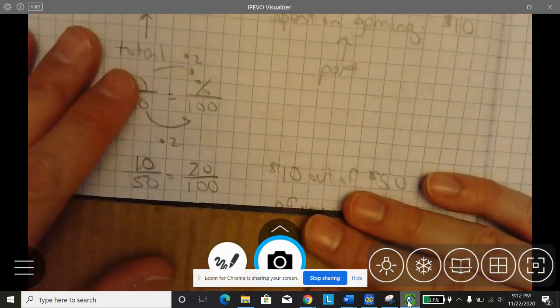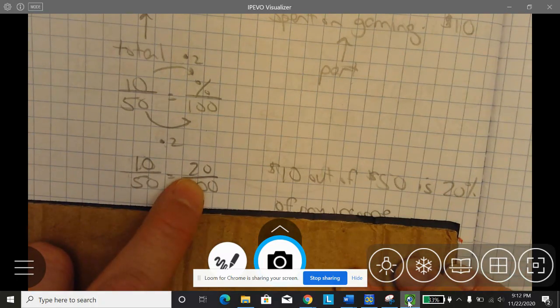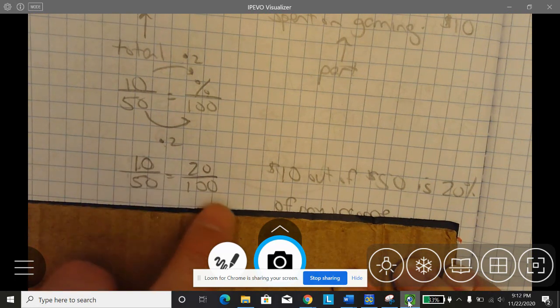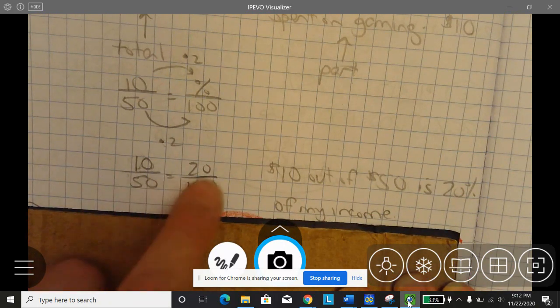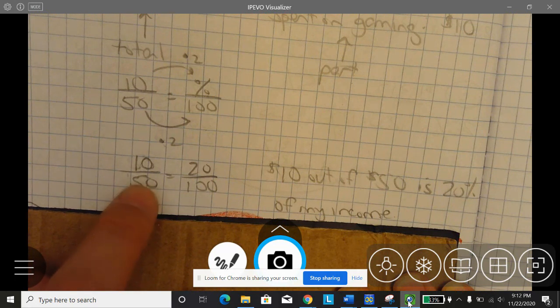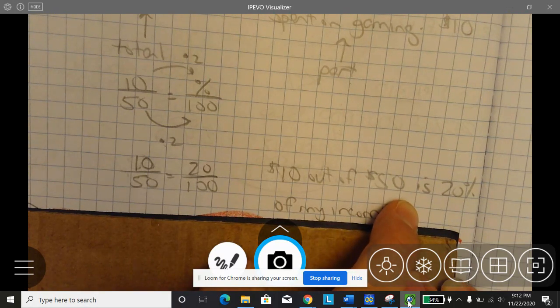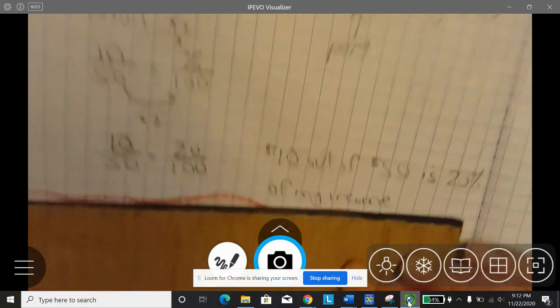Therefore, the proportion becomes 10 over 50 equals 20 over 100. These are equal, right? I could reduce this and get 10 over 50, so they'd be equal. And what that means is $10 out of $50 is 20% of my income. So if somebody has an income of $50 in a month and spends $10 on gaming, they've just spent 20% of their income on gaming, meaning they only have 80% of their income left. Let's look at another example.